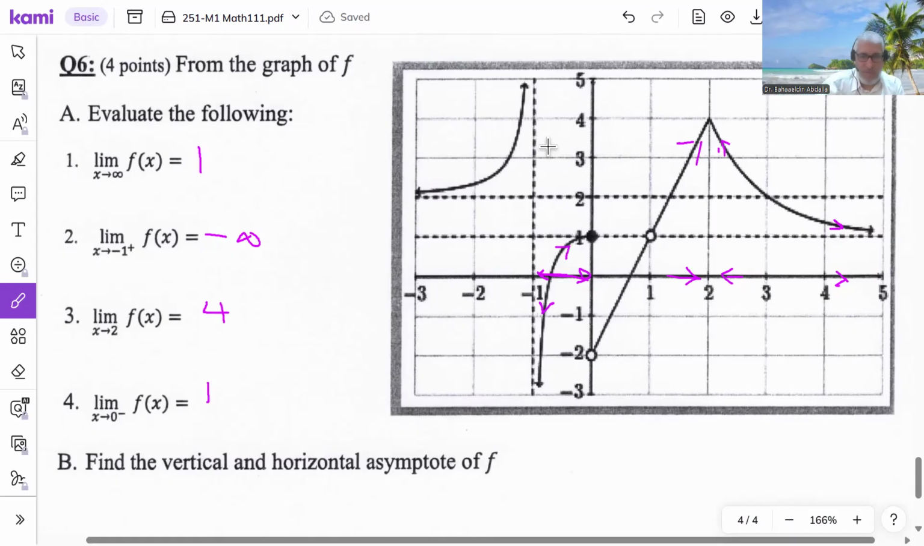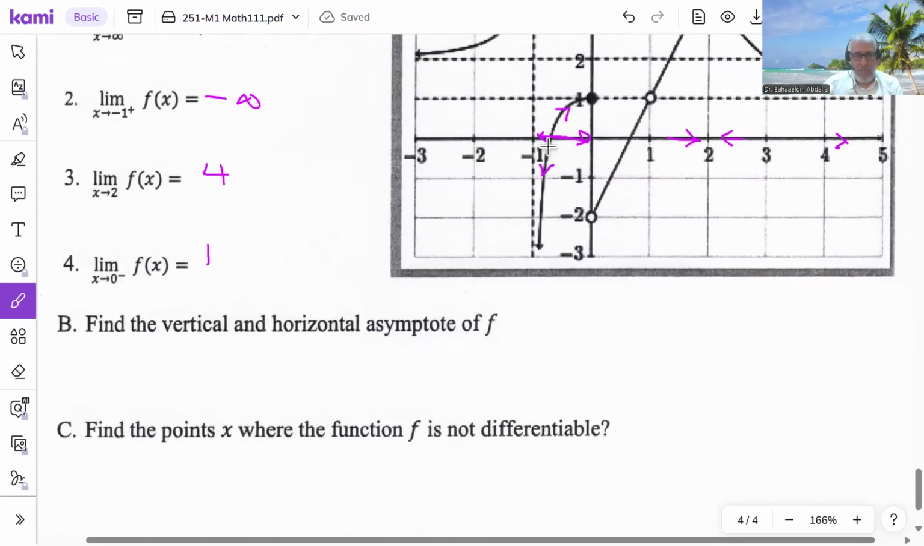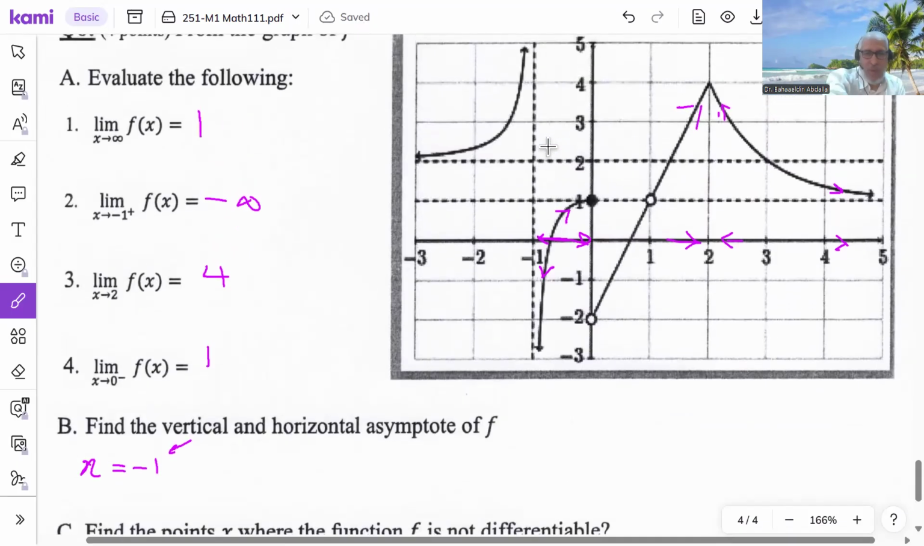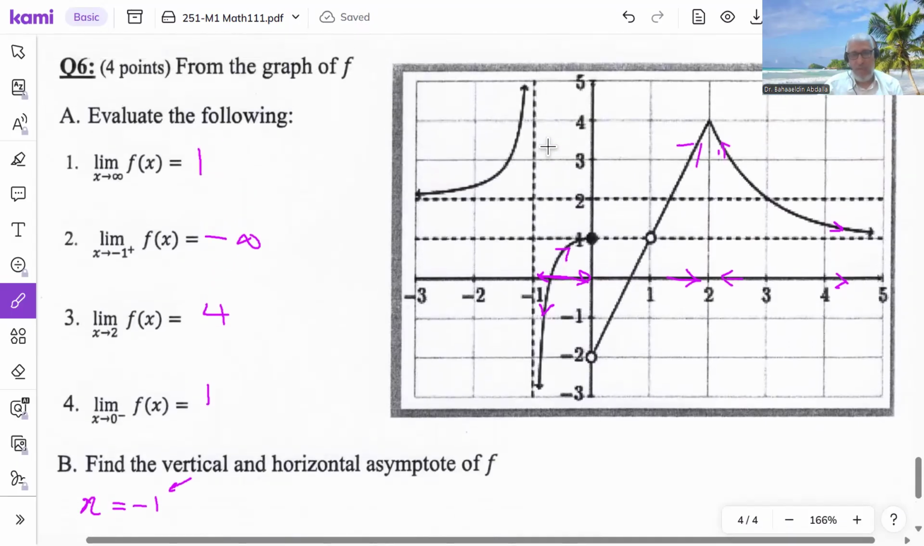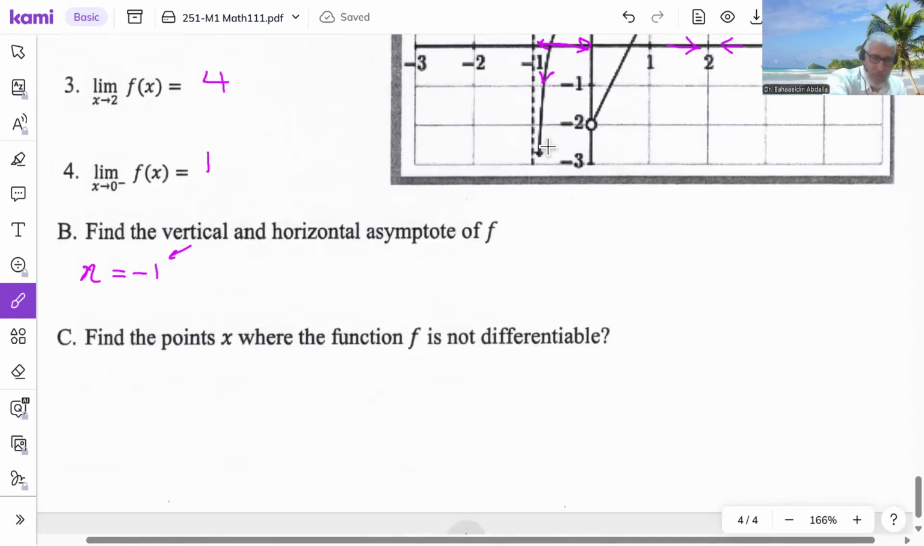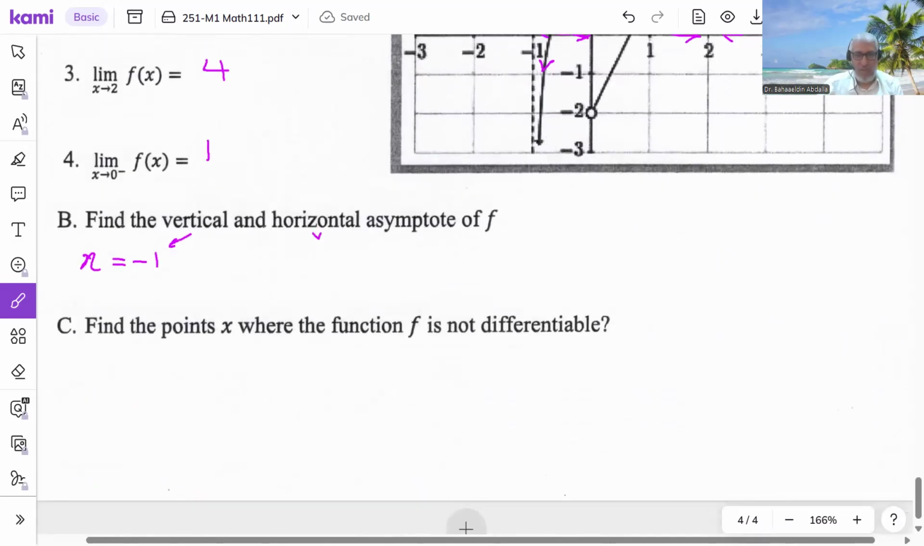Find the vertical and horizontal asymptotes. This line is a vertical asymptote. So the equation of the vertical asymptote is x equals -1. Horizontal asymptote, there are two horizontal asymptotes at 1 and at 2. So the equations of the horizontal asymptotes would be y equals 1 and y equals 2.